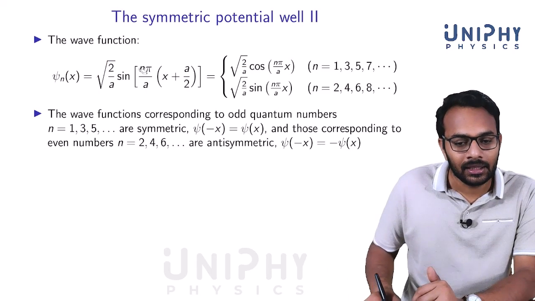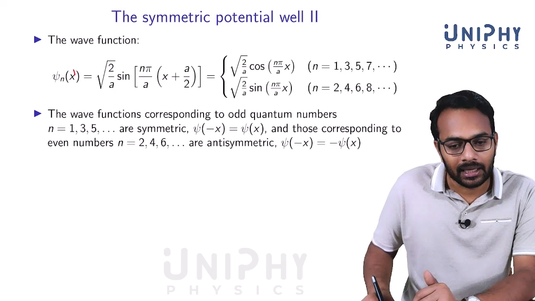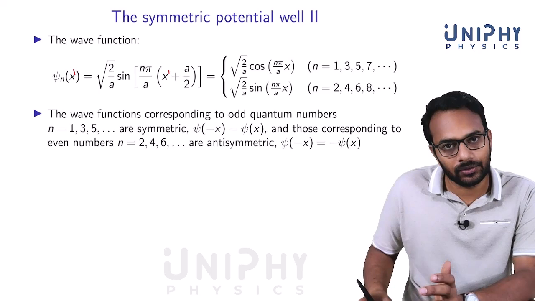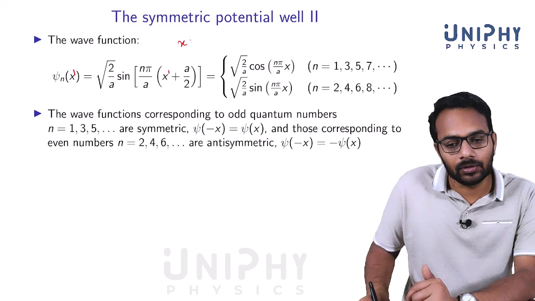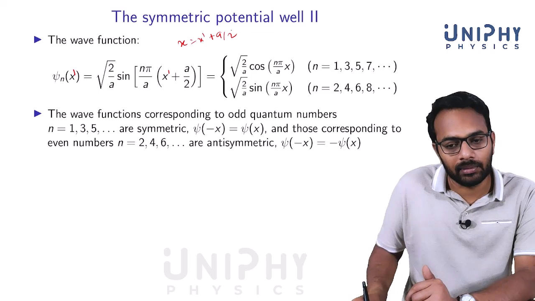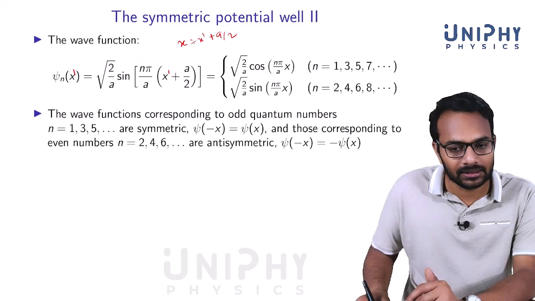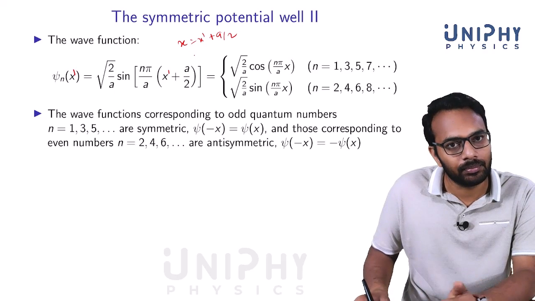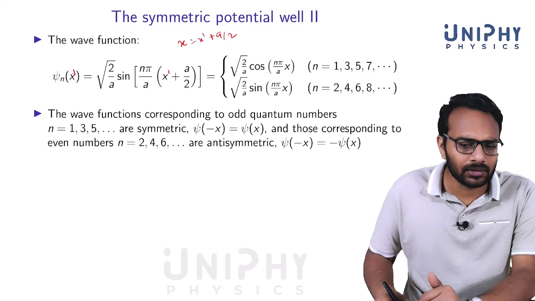Now, as I said, the corresponding wave function is sin of n pi by a times x prime plus a by 2. We have just made the translation x equal to x prime plus a by 2, and we get the corresponding wave function. So it's easy to remember this. You just put x equal to x prime plus a by 2. So this is x prime. Now it doesn't matter, we can call this also x.